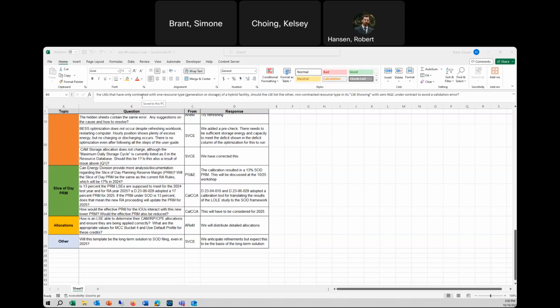In terms of how this results or coordinates with the effective PRM, would we reduce the effective PRM?